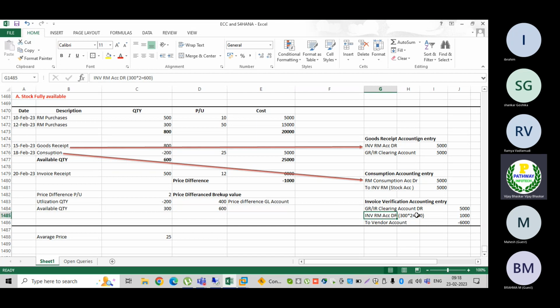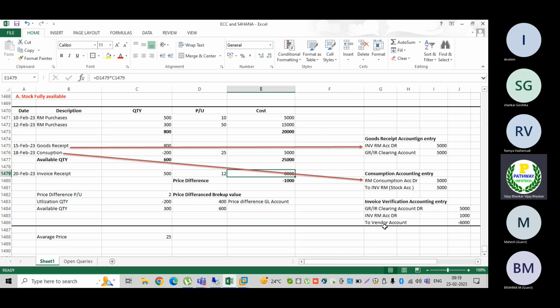Okay, here this is not the one. Then let me remove this one also. Then inventory account, because I have the stock fully available, I don't have any deficient stock here. Then the total vendor account. How has the 6,000 been arrived? 12 rupees into 500 quantity, then total is 6,000 rupees. So GRIR clearing account, then inventory raw material account.